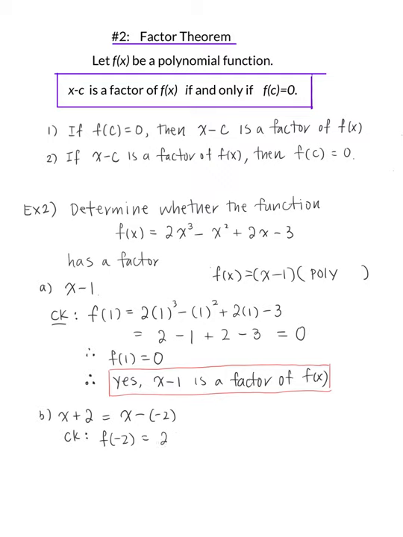All right, so let's go. So here we're going to have 2 times negative 2 cubed minus negative 2 squared plus 2 times negative 2 and then minus 3. So this is going to be negative 16. And then negative 2 whole quantity squared is going to give us positive 4. So you're going to have a minus 4 and then another minus 4 and then minus 3. And that gives us negative 27, which does not equal 0. All right, so that tells us that x plus 2 is not a factor of f of x.